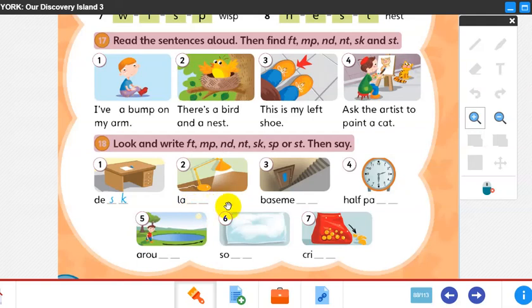And I can see lots of students, mashallah, raising their hands. Yeah, this is lamp. And here is a basement. This is quite easy for you. You studied this word before. Half past. And here, that's correct, very good. Around. And here we have the word soft. And here we have, yeah, that's right. Good job. Here we have crisp.